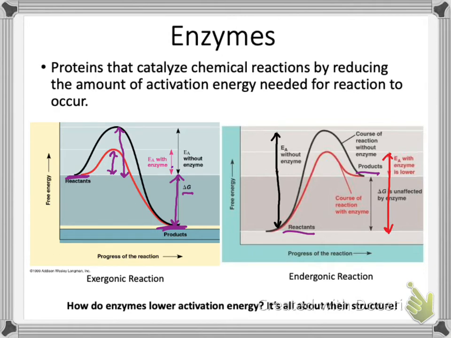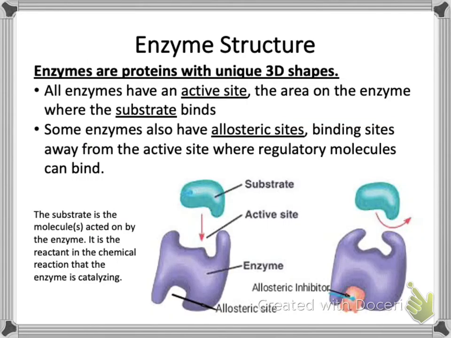So how exactly do enzymes lower activation energy? Well, it's all about their structure. Let's start off by talking about the fact that enzymes are proteins. And as we learned before, proteins have unique 3D shapes. Because that polypeptide folds and goes from primary to secondary to tertiary, it's going to have a unique 3D shape. Sometimes proteins will have a quaternary structure as well.